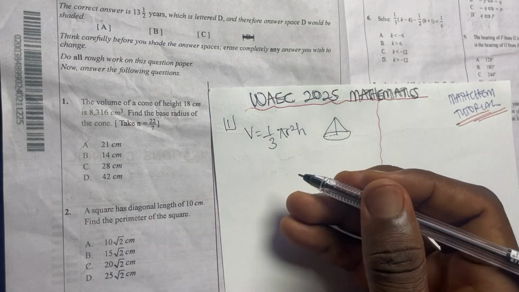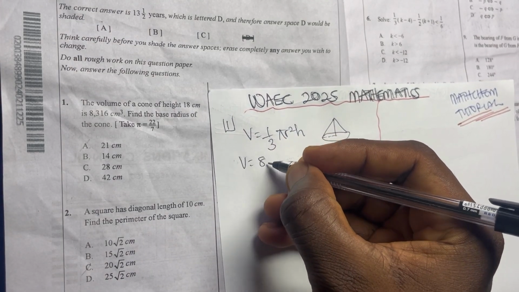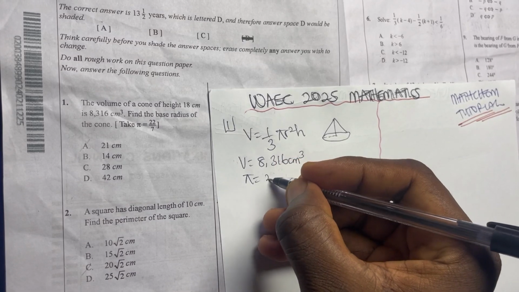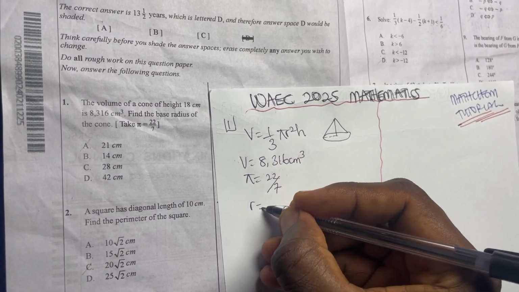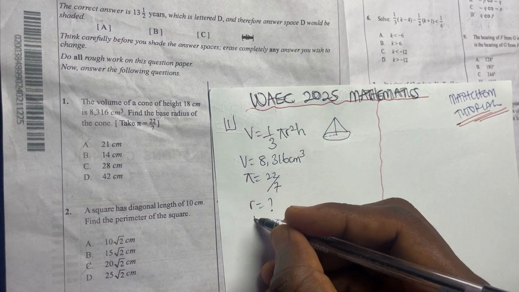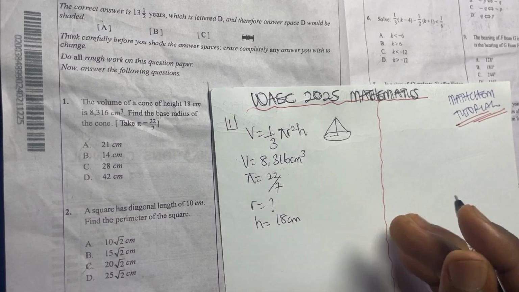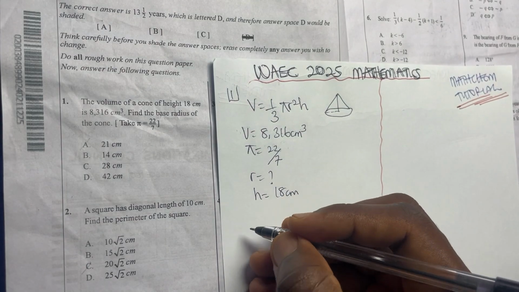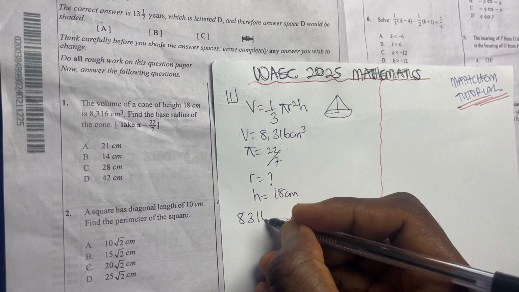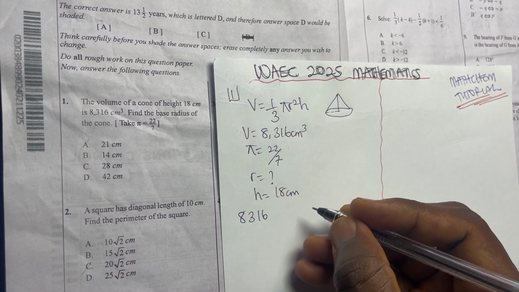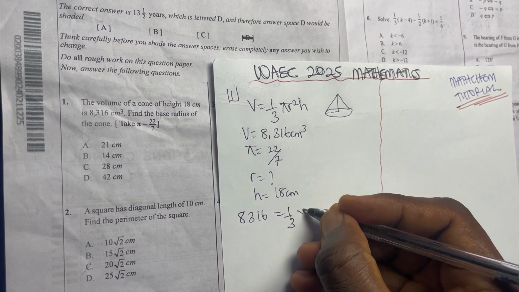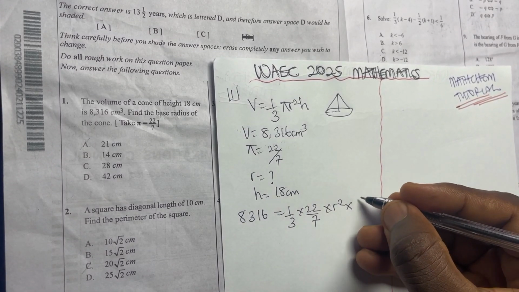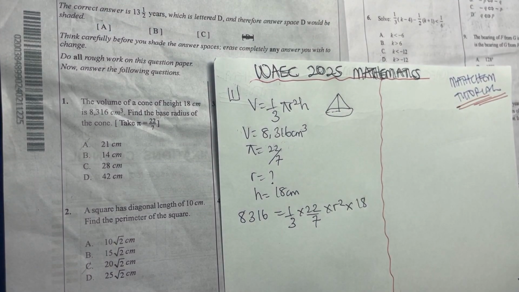So now we are given our volume, which is 8,316 centimeter cube. Then pi is 22/7 from the question. We don't know our radius, we are asked to look for the base radius, and our height is 18 centimeter. So let me substitute all these values into this formula. I will have 8,316, you can put the unit or probably ignore it, equals 1/3 times 22/7 times r square times the height, which is 18 centimeter.